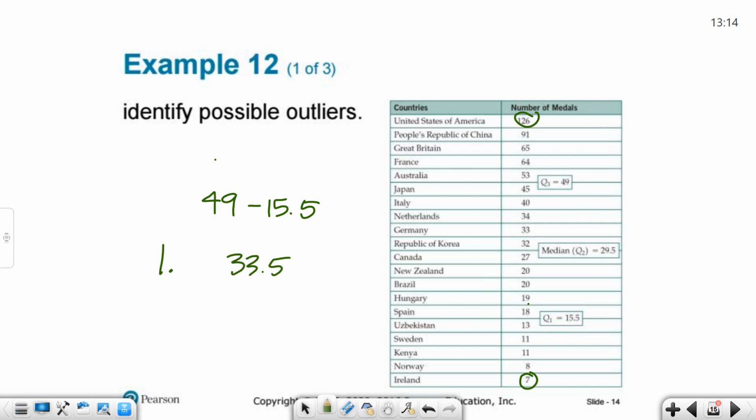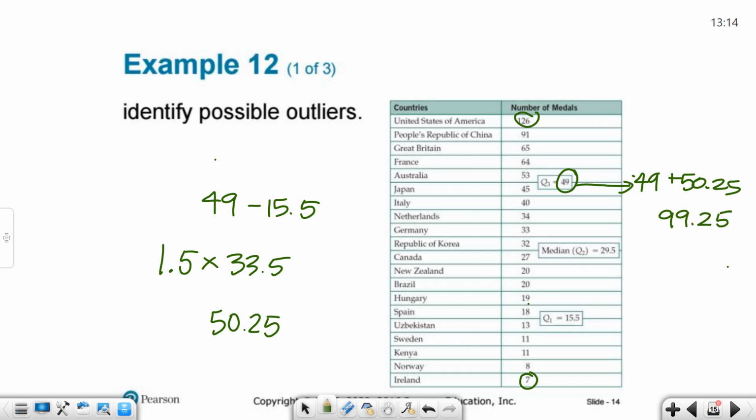Now, an outlier is 1.5 times that value. So I'll multiply times 1.5, and I get 50.25. So the actual definition of outlier would be if I took 49, this value right here, the upper quartile, and I added 50.25 to it, I would get 99.25. So anything above 99.25 would be an outlier.